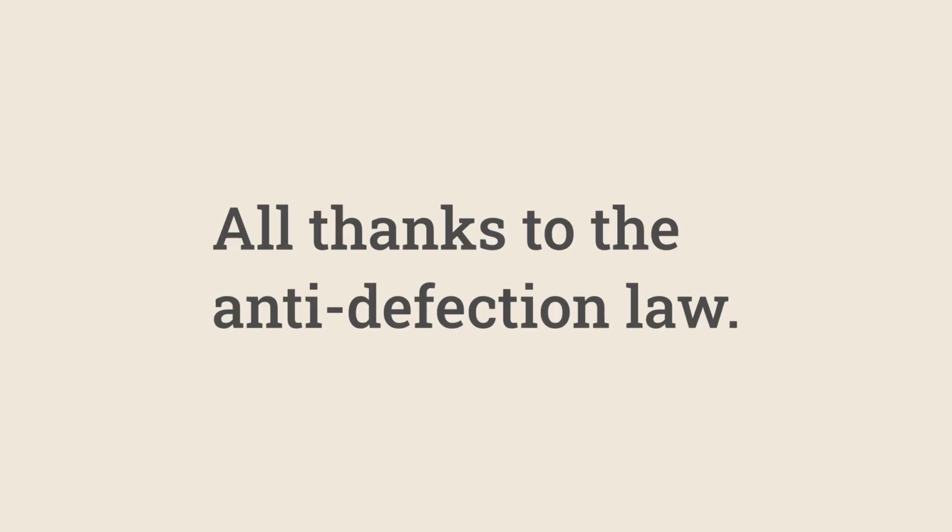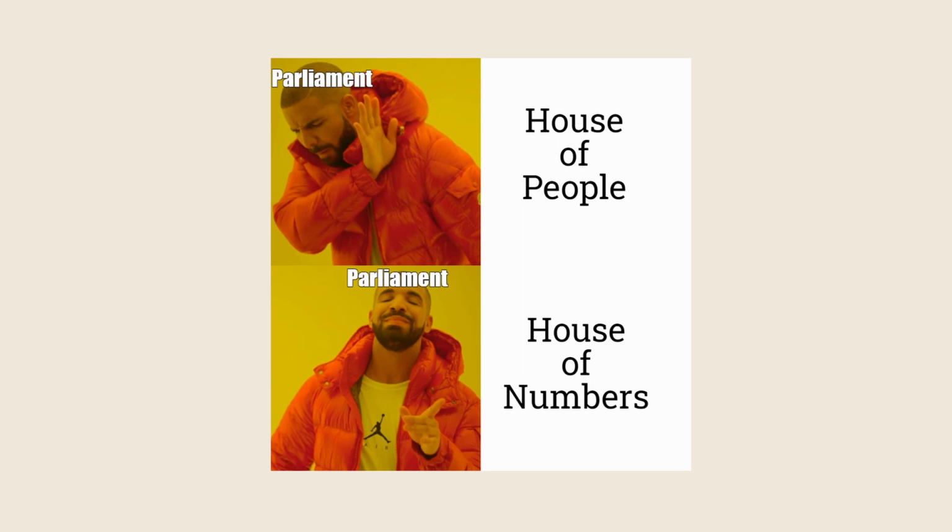A law which was brought in to stop defections has now allowed party high command to crush members who speak against it. Now elected representatives have become agents of the party. If you speak against party high command, you can lose your post, all thanks to the anti-defection law. Now parliament has become a house of numbers instead of a house of people. Elected representatives no longer debate on the needs of the people they represent. Instead, they debate along the party lines.